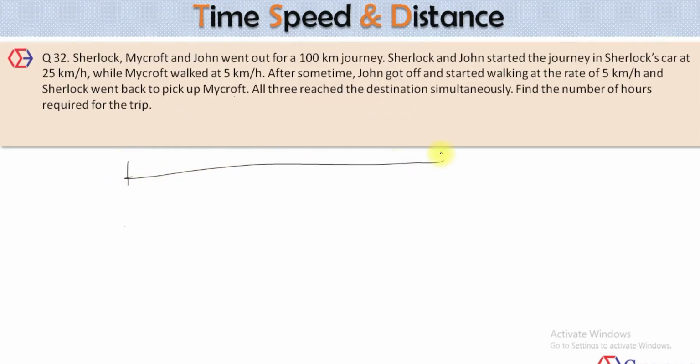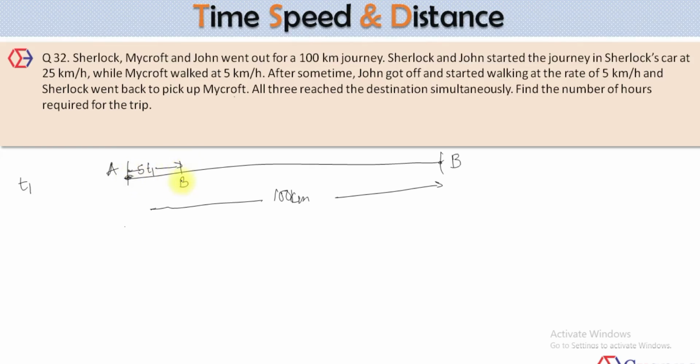Let's do it in this way. This is 100 kilometers for me. Let's say they started from a point A and the final point would be B. So one person will be walking at a rate of 5. Let's say after T1 hours, John will get off. That means in those T1 hours, the person who was walking, Mycroft, will cover how much with a speed of 5? He must have covered 5 T1 distance.